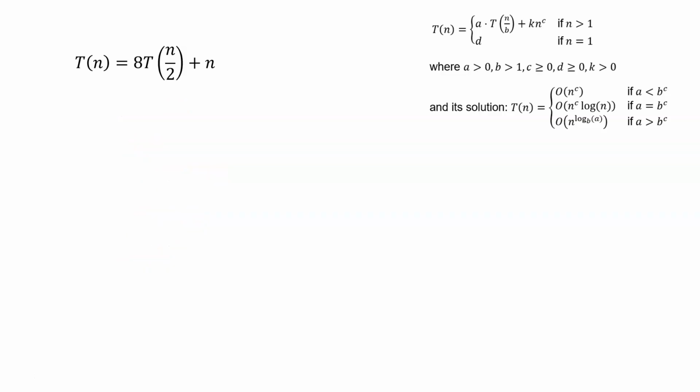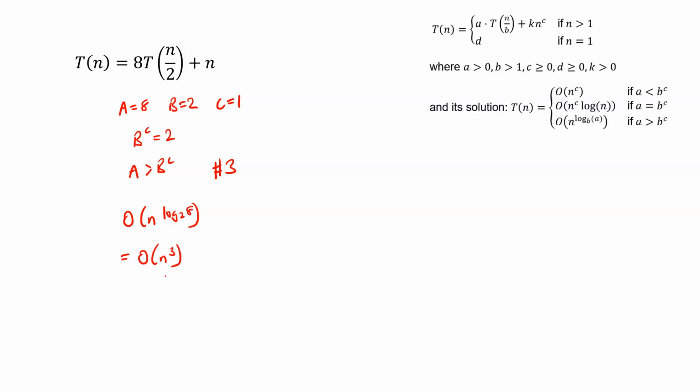Next one. Write down A, B, and C. A equals 8, B equals 2, C equals 1. Now pause and decide which case we are talking about. We've got b to the power of c equals 2. So once again, it's case 3. A is greater than b to the power of c, so we're dealing with case number 3. Big O of n to the log base 2 of 8. So this is order n cubed. Big O of n cubed.